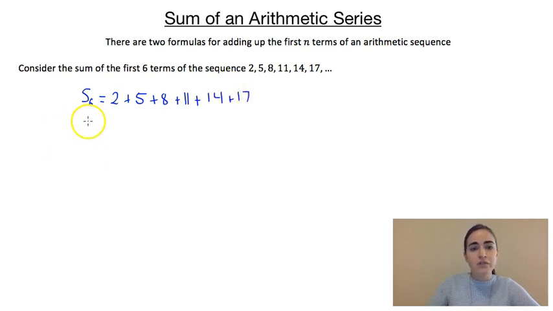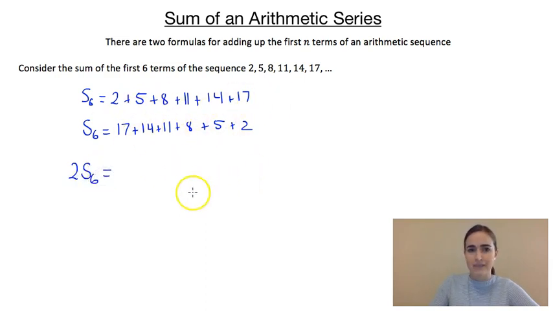Now I'm going to rewrite that as S6, but I'm just going to write it backwards. So I'm going to write it as 17 plus 14 plus 11 plus 8 plus 5 plus 2. If I add those two things together, I'm going to have S6 plus S6, so I'm going to have 2 S6, double, because I'm adding them together.